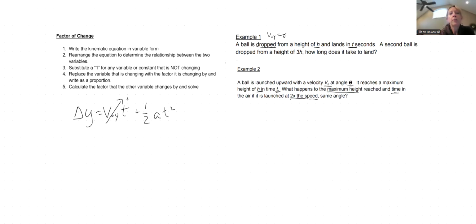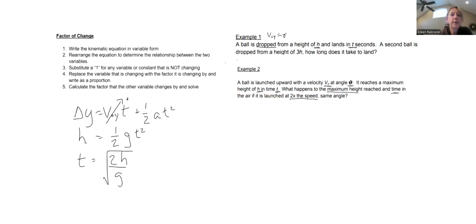Rearrange the equation to determine the relationship between the two variables. So instead of putting delta y, I'm going to put in h equals 1/2 g, because that's acceleration, t squared. I'm going to get t by itself because I know it's 3h and I want to find out the new t. So t equals the square root of 2h over g.